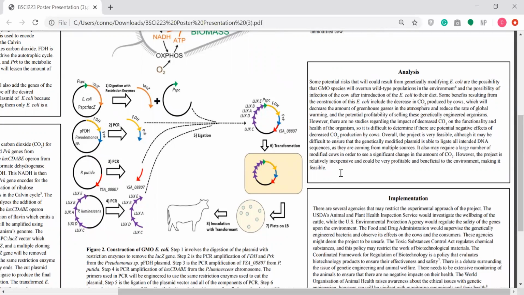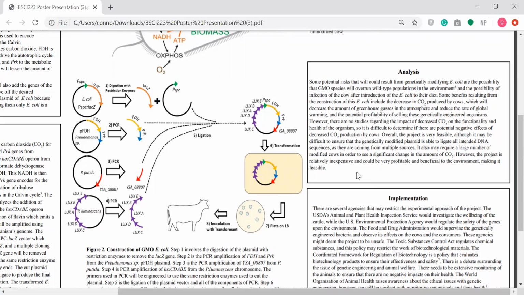The obvious benefit of the genetically modified E. coli is that it could reduce the carbon dioxide production by the cows. Although there's still a net production of carbon dioxide, it's ultimately less than what originally would be produced. There's also the fact that there's no known studies regarding the impact of increased carbon dioxide on the health of the cow and its functionality. So more research would need to be done on that.